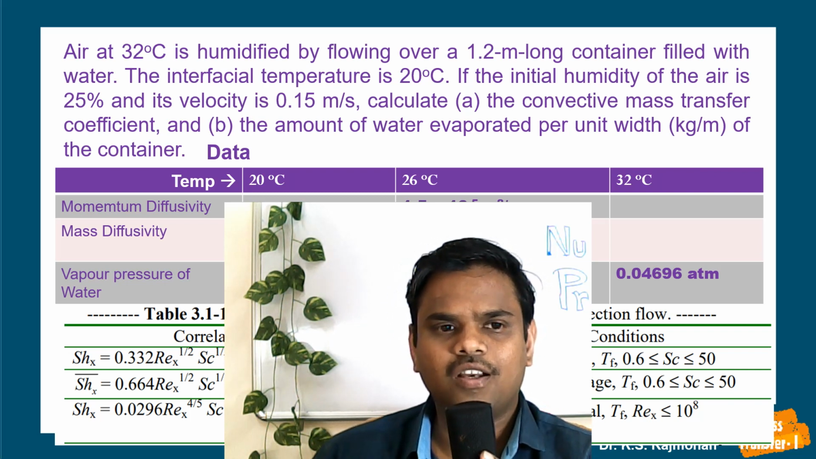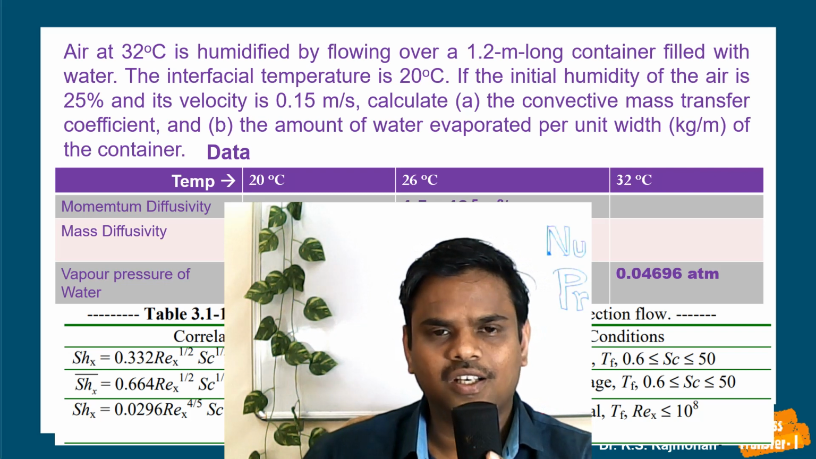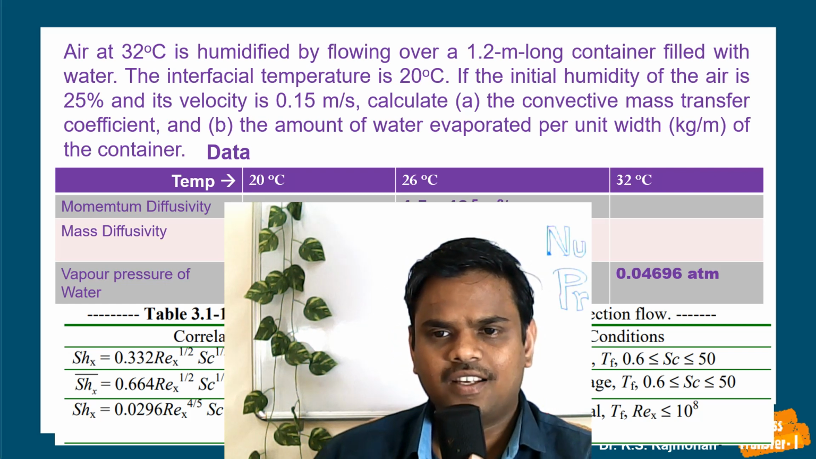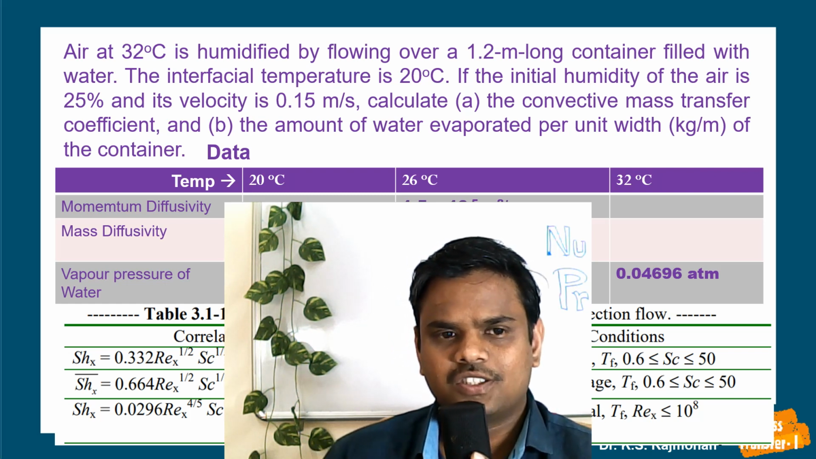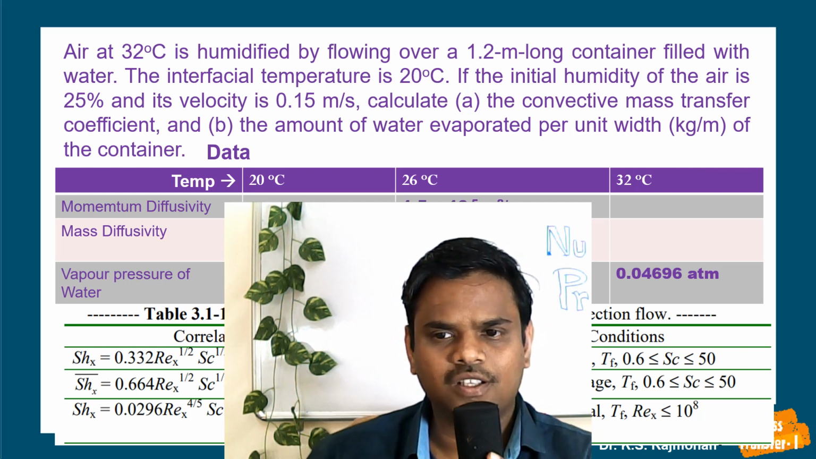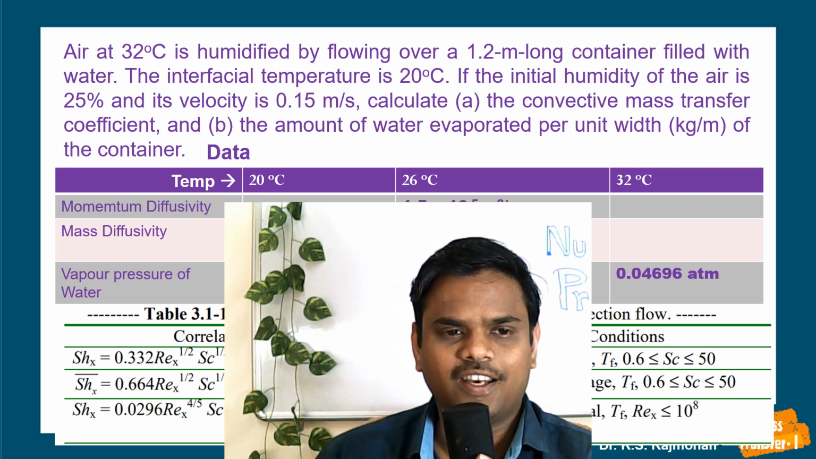If the initial humidity of the air is 25% and its velocity is 0.15 meter per second, calculate A, the convective mass transfer coefficient, B, the amount of water evaporated per unit width in kg per meter of the container. The width is not given, but we will consider the width to be 1 meter, so that we will get the final answer in terms of kg per meter. Here A is water, the water vapor, that means we have to make use of the molecular weight of water vapor to convert kg moles to kg.